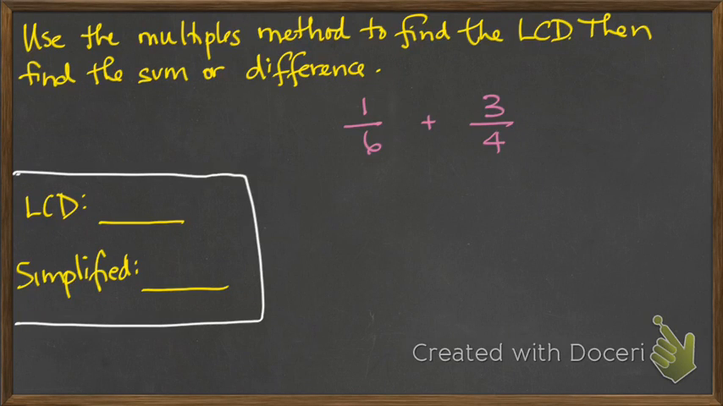Right, here it says use the multiples method to find the LCD. That's the least common denominator. So the first part of the question, they want to know what is the least common denominator. That's what you're going to put on this line. It says then find the sum or difference.